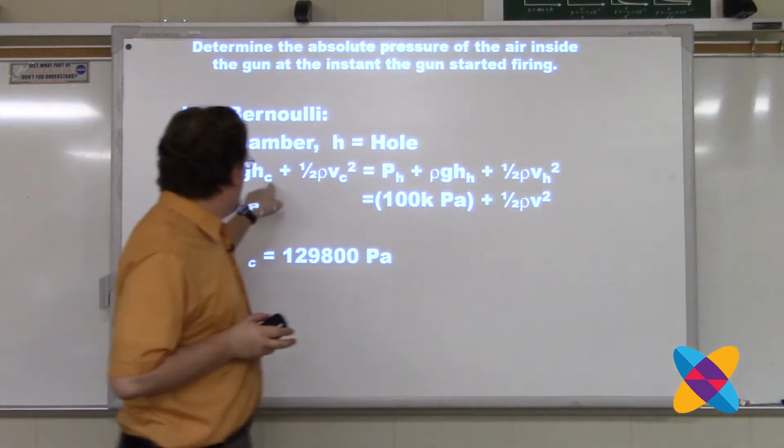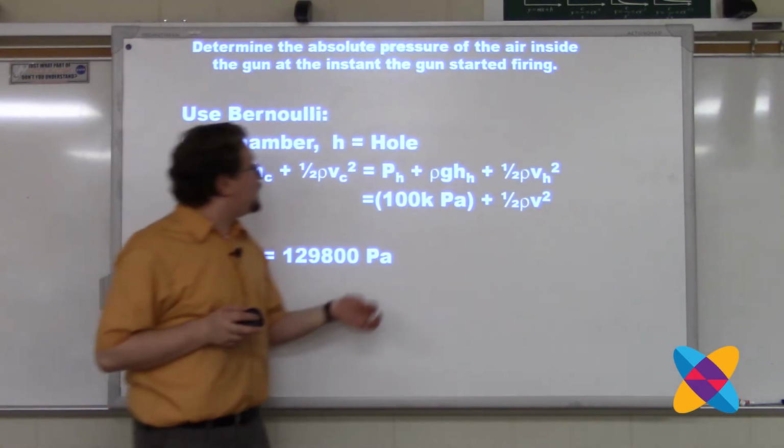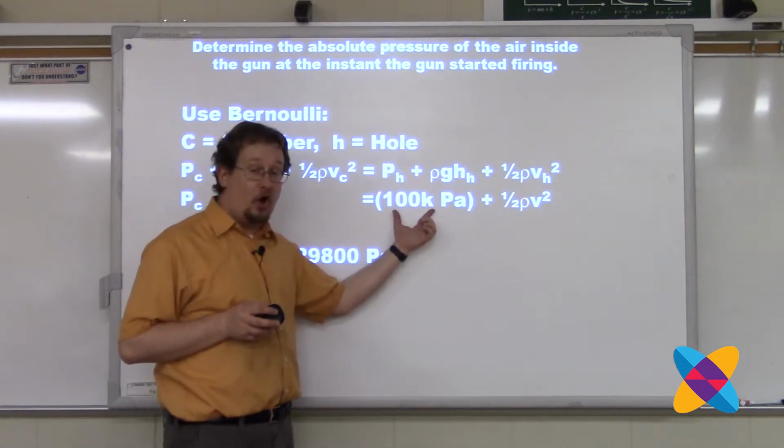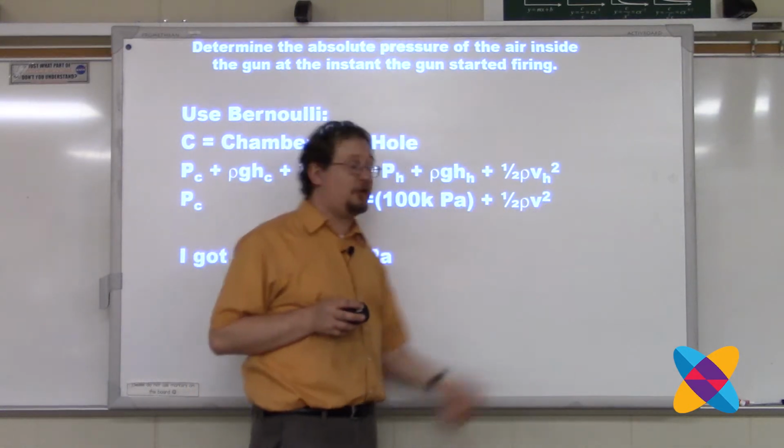So those two height terms cancel out. The speed of the water in the chamber is very slow. So I say that the pressure at the hole is 1 atmosphere. You know the velocity at the hole because you solved for it in part A.